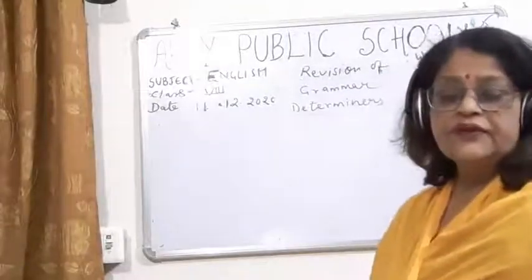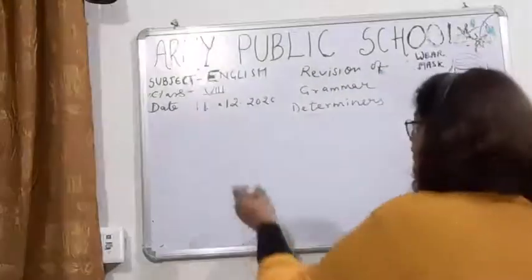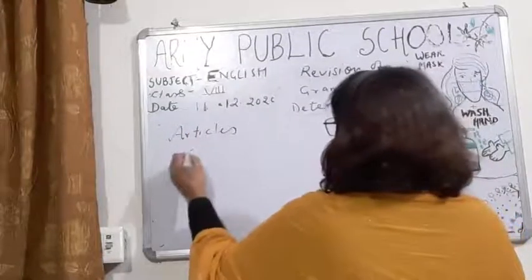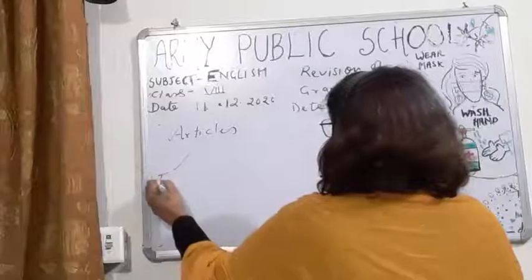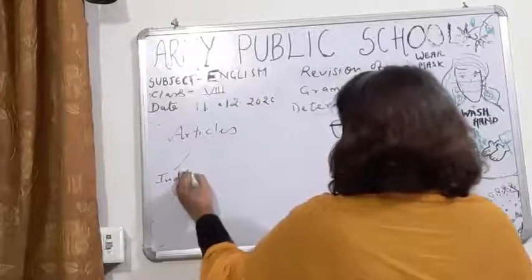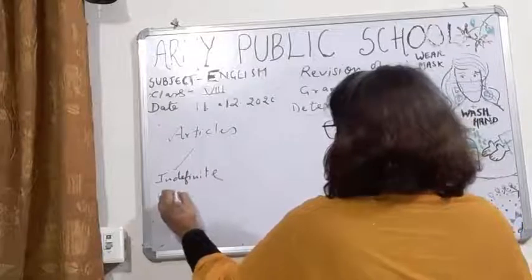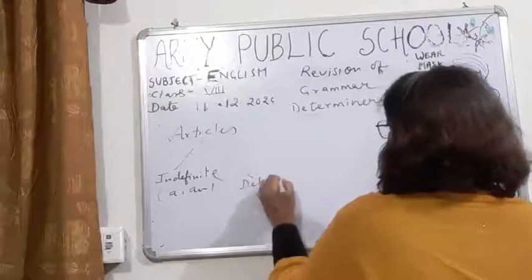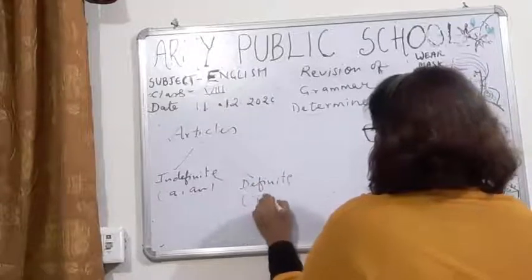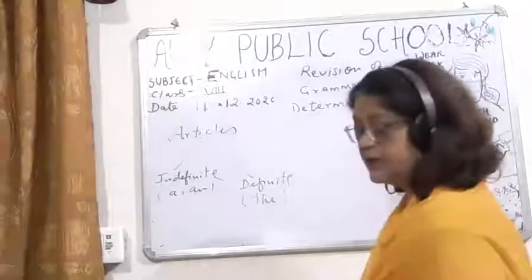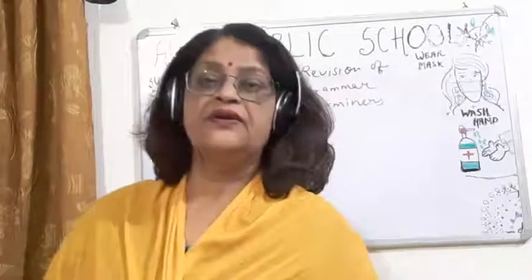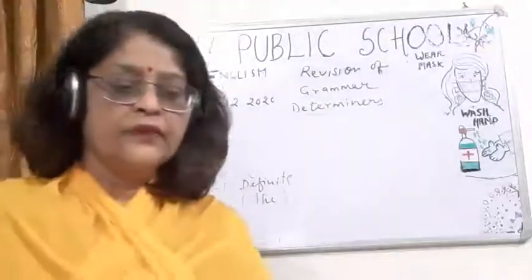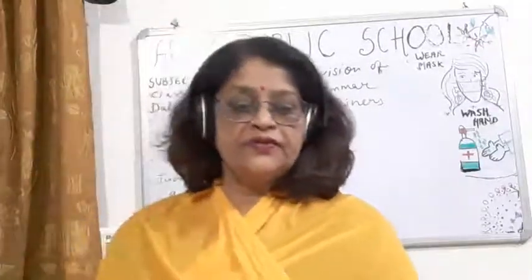So children, our first determiner is article, and we are having 2 types of article, definite, that is the, and indefinite, that is a or an. Okay, so we are having two types of article. One is definite article and the other is indefinite article.